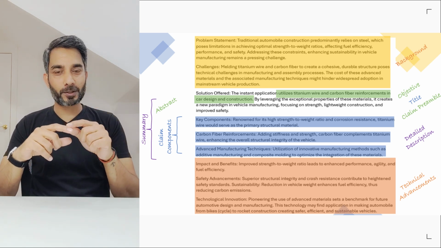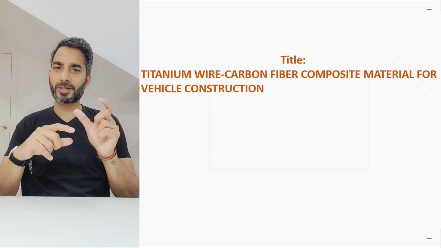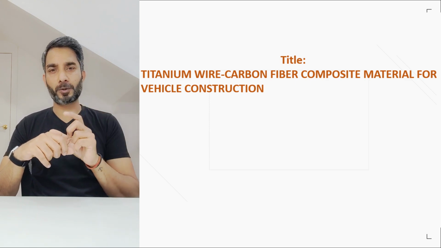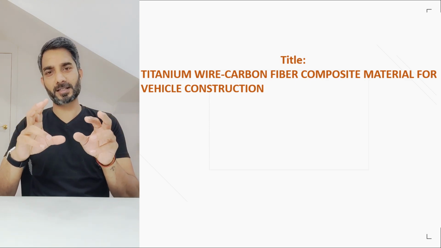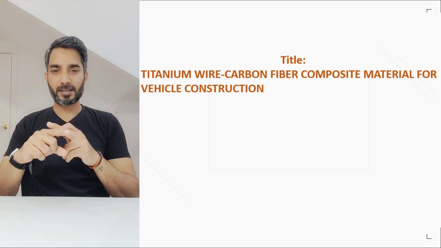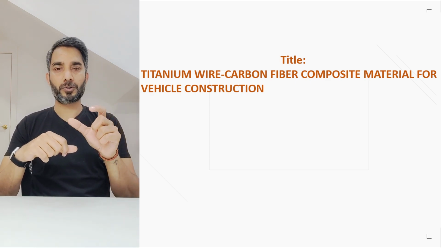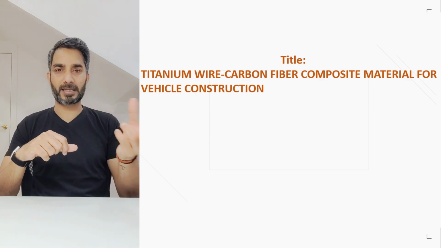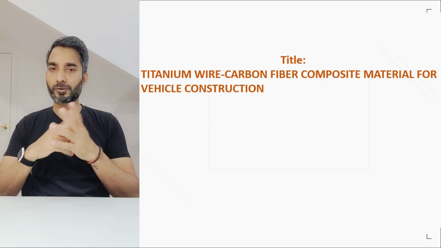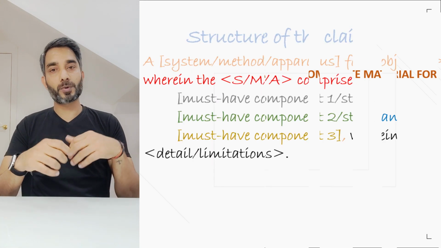So what could be the title of this invention? Because the invention relates to a composite material of element 1 and element 2, we can go with a title which says titanium wire and carbon fiber composite material for vehicle construction. It could be automobile construction also. This could be your title. Let's work on the claims.